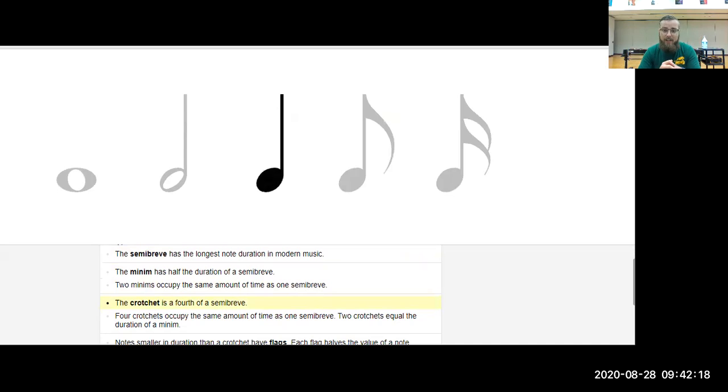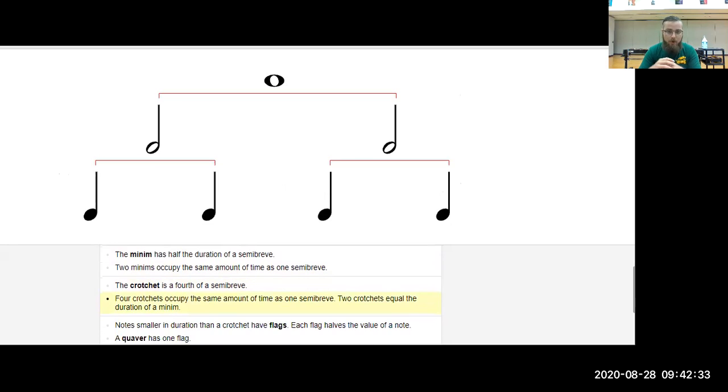It's calling it a crotchet. That is a quarter note, all right? A quarter note is a fourth of a semibreve, or a whole note. So a quarter note is worth a quarter of the length of the whole note. Makes sense. That's why it was given that name. 4 quarter notes equals the same amount of time as a whole note. 2 quarter notes equals the same amount of time as a half note.